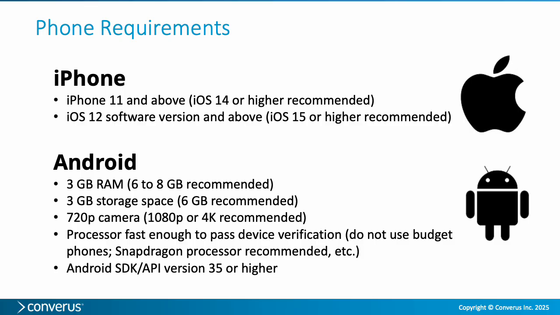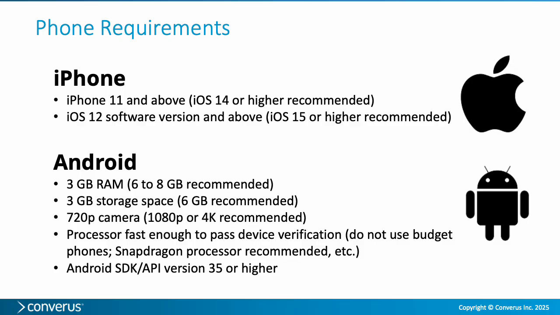This slide shows the technical requirements for iPhone or Android phones. The iPhone must be an iPhone 11 or newer with iOS 14 or higher, or an iPhone with iOS 12 or higher installed. For Android, the phone requires at least 3 GB of RAM and storage space, although more is preferable, and a minimum 720 pixel camera, but higher resolution is better. Before a test begins, the phone will be evaluated by the VerifEye app to determine if the processor is fast enough to meet the requirements of the VerifEye software.